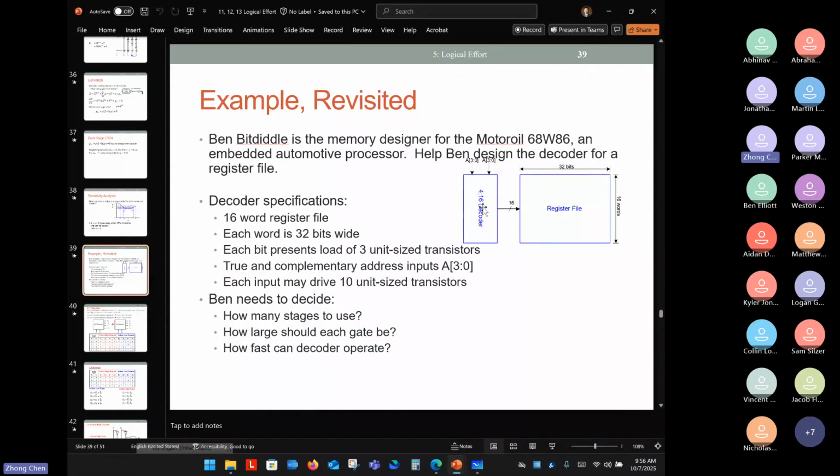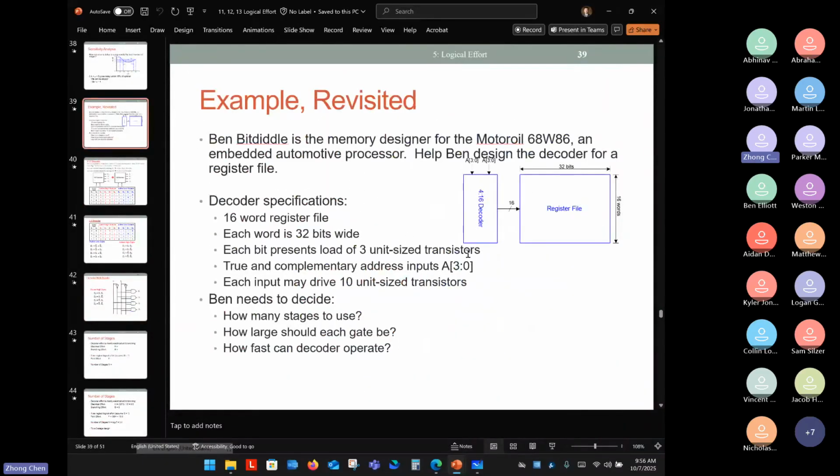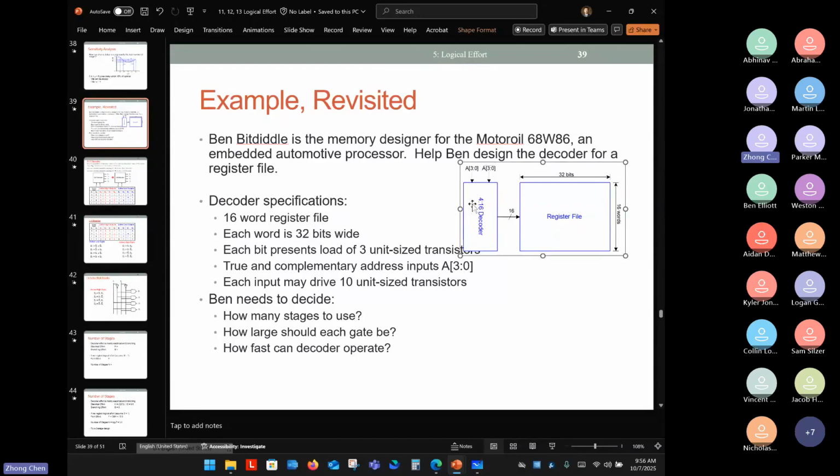The decoder can be a simple circuit, and let me just refresh our minds. This is a 4 to 16 decoder. You have A3 to A0, and also A3 not to A0 not, so this is a total of 8 inputs, because you have a complementary input for A3 to A0. You have 16 outputs.